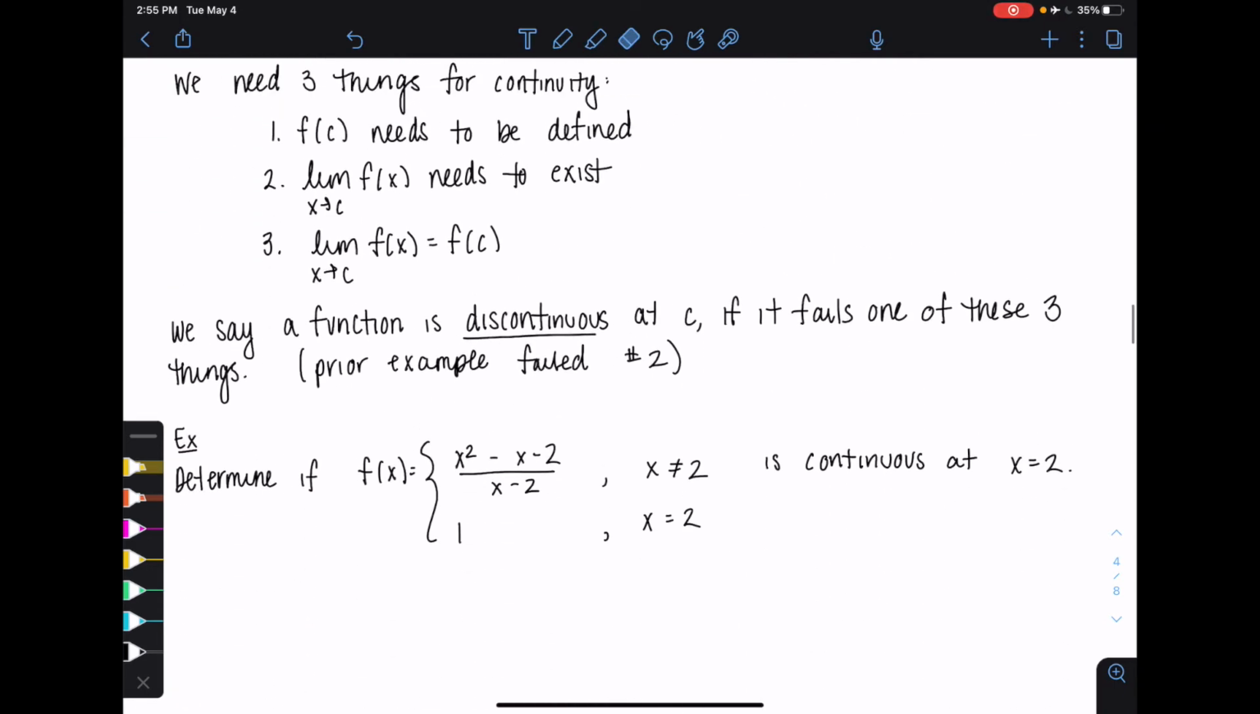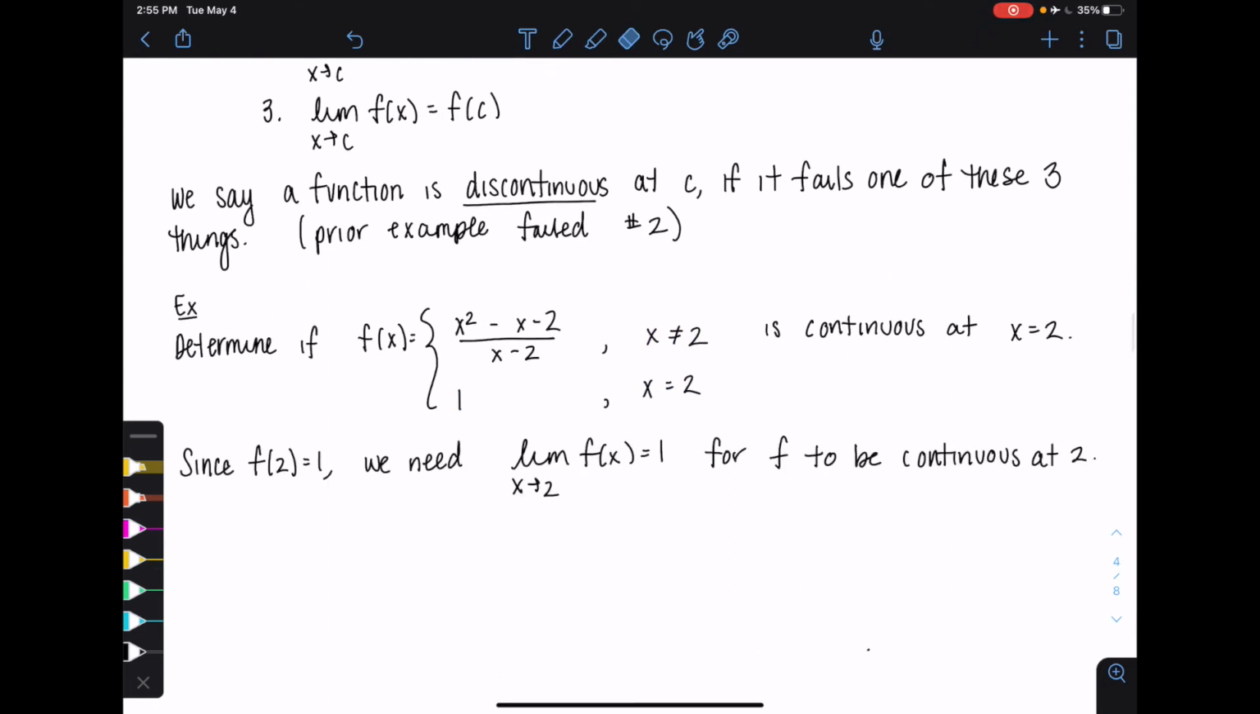Okay? So let's try an example. We're going to determine if this function, which is piecewise, is continuous at x equals 2. So we've got a bit of a problem because when x isn't 2, I've got this function. When x is 2, my output is 1. So really what we need is to figure out, does the limit as I approach 2 equal my output? So when I plug in 2, my output is 1. We need the limit as we approach 2 to equal 1 for there to be continuity at 2. Okay? So we just need to figure out what this limit is equal to.